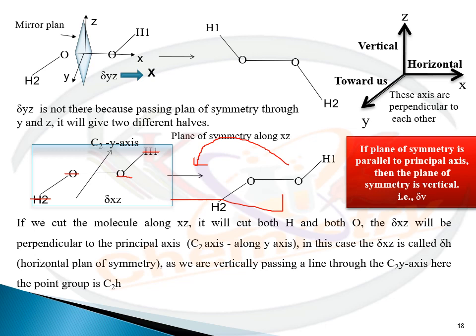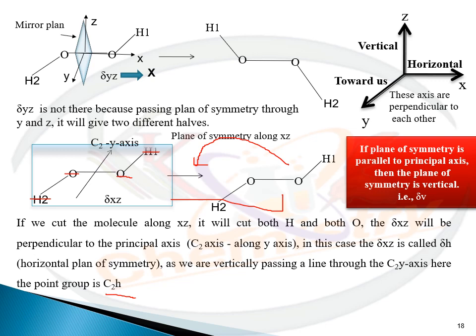Okay, there are two types of planes. One is vertical and one is horizontal. This plane is along the principal axis, you can say. This axis is perpendicular to the principal axis, meaning sigma h. So sigma h exists over here. That's why its point group is C2h. C2 means 180 degree rotation, and h means that sigma h exists over here.